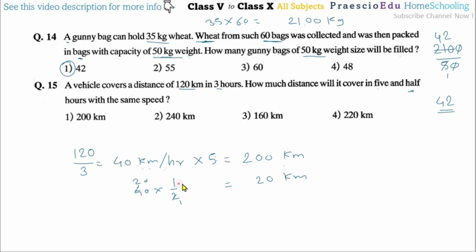After this, for 5 and a half hours, we have to add these two distances. So this is 220 kilometer. This is given in option number 4. Thank you.